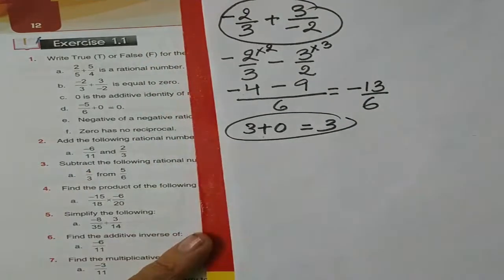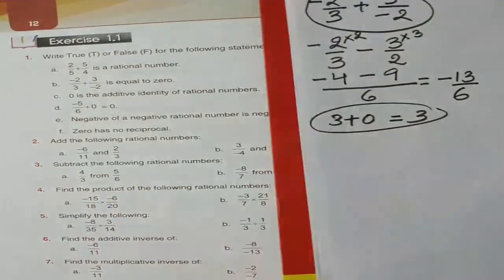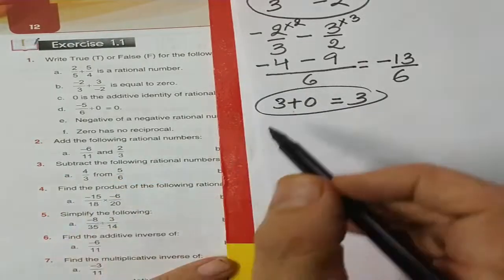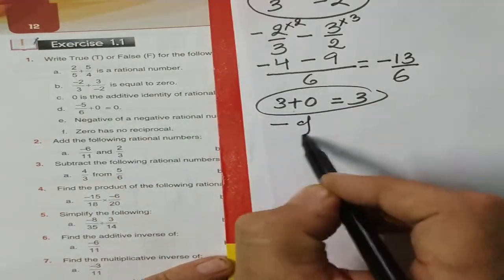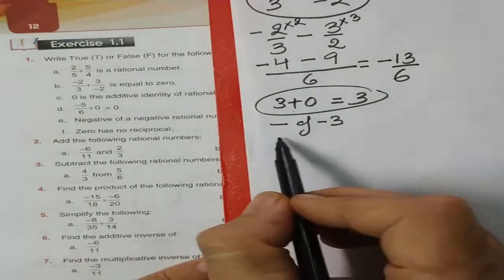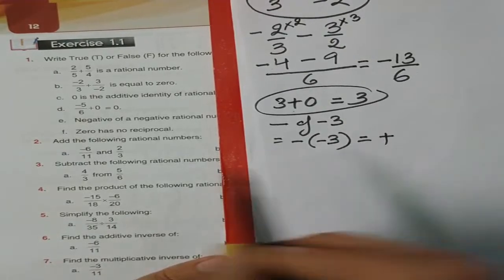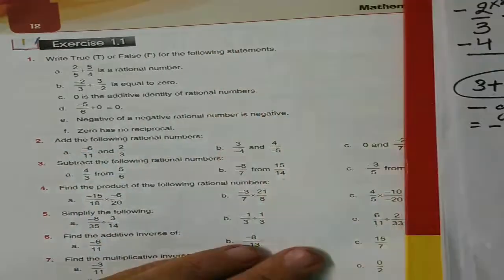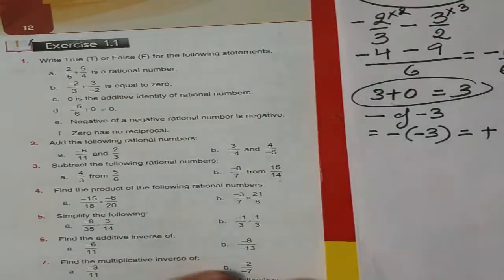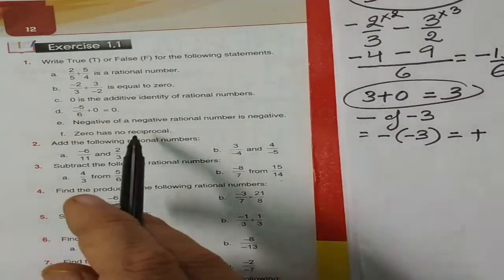So therefore this sentence is wrong. Then, the negative of a negative number is negative. That means minus of minus 3 is plus 3, and it is written that the negative of a negative number is negative, so it is false. The answer is that it is not negative, it is positive. Then 0 has no reciprocal.